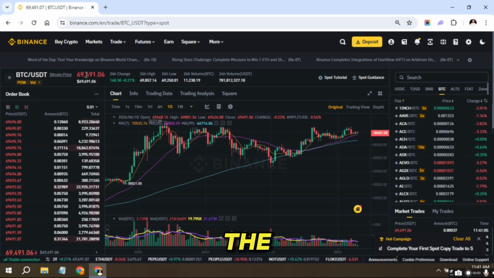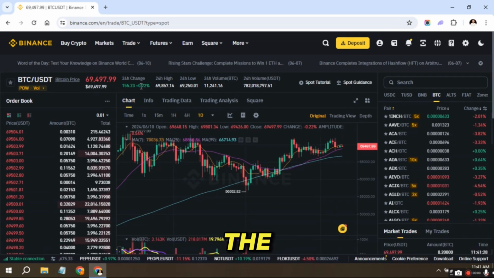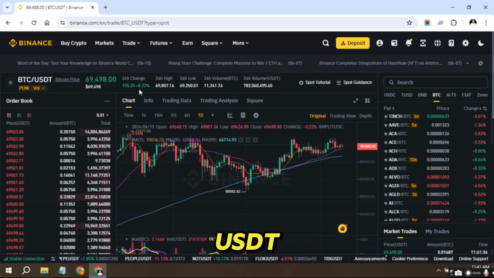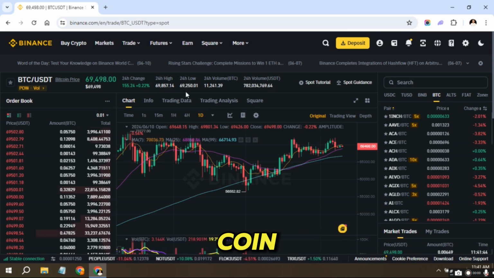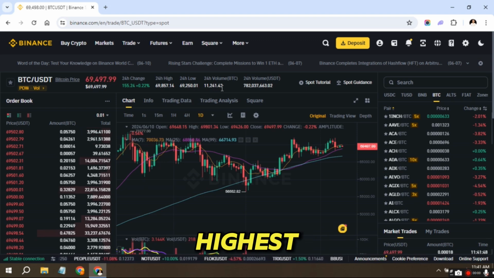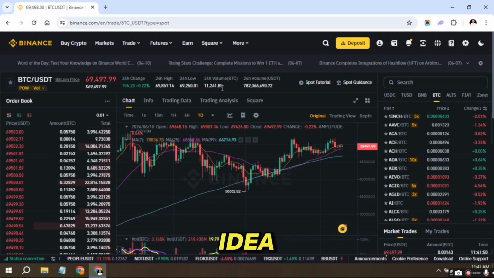Next, you'll see the current price of the coin on the left against the coin on the right, along with the 24-hour price change. For instance, if Bitcoin has fallen by this amount of USDT in the last 24 hours, you'll also see the highest and lowest prices Bitcoin has reached in the last 24 hours. This information helps you understand how the coin has performed recently. If you want to buy Bitcoin, knowing the highest and lowest prices gives you an idea of whether it's expensive or cheap at the moment.